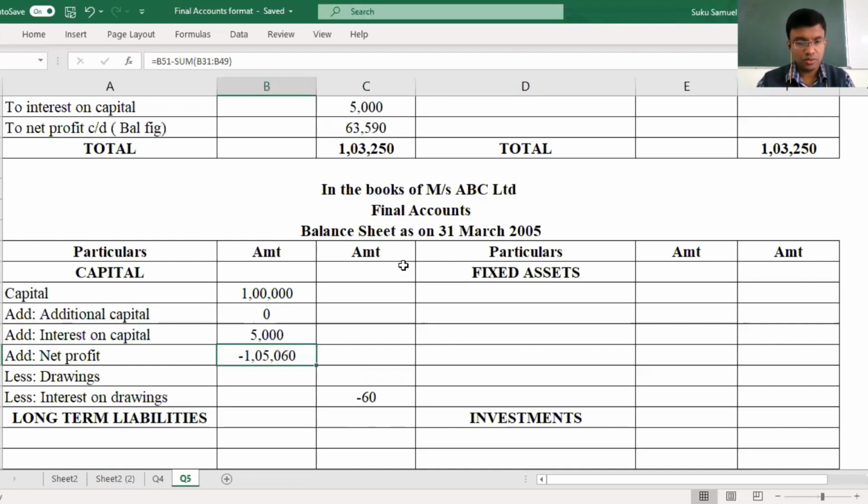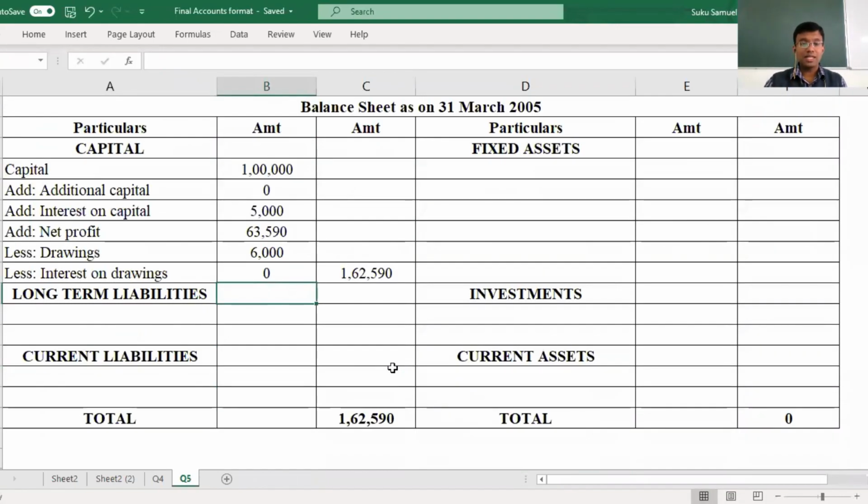So that is 63,590. Then we have drawings, and the drawings amount is 6,000. Interest on drawings is 0. So with that, we have completed the capital section.